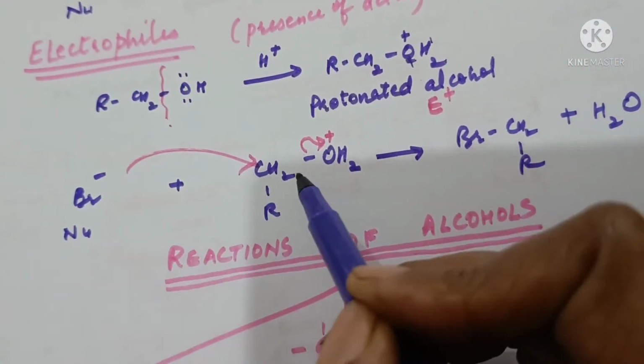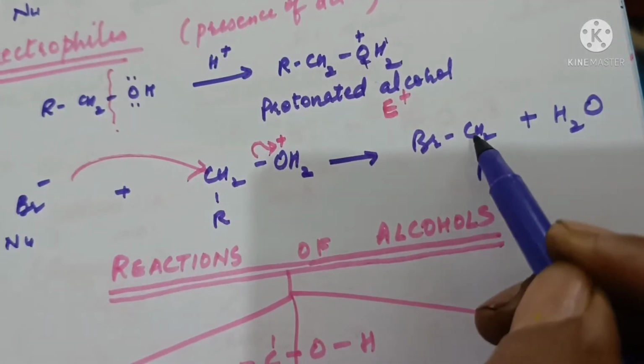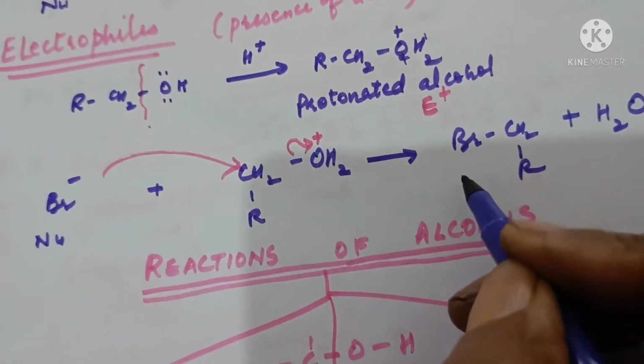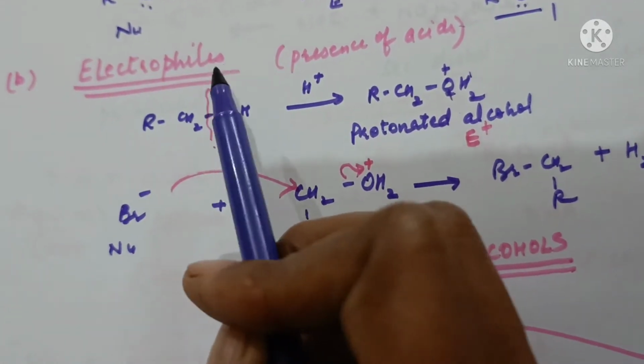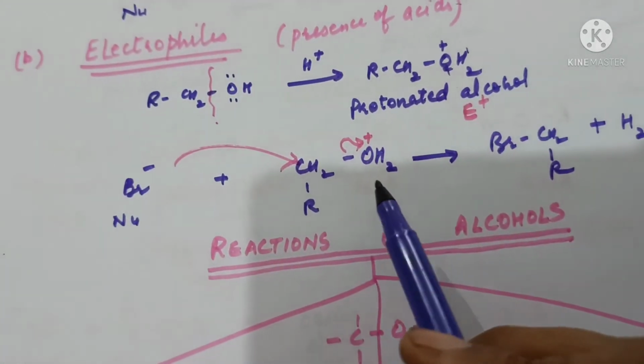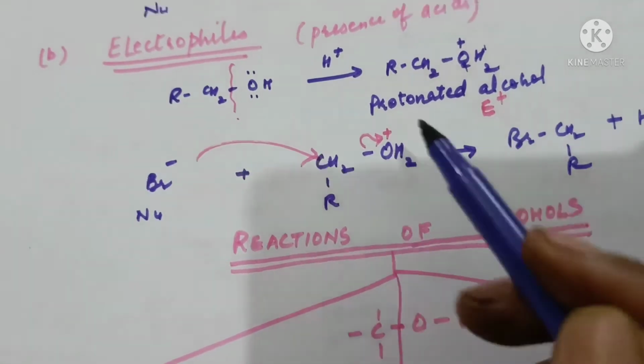So BrCH2R is formed as a result. So here the alcohol is behaving as an electrophile after protonation.